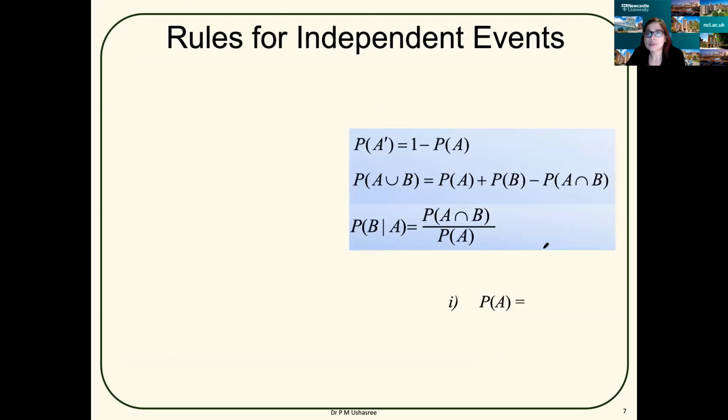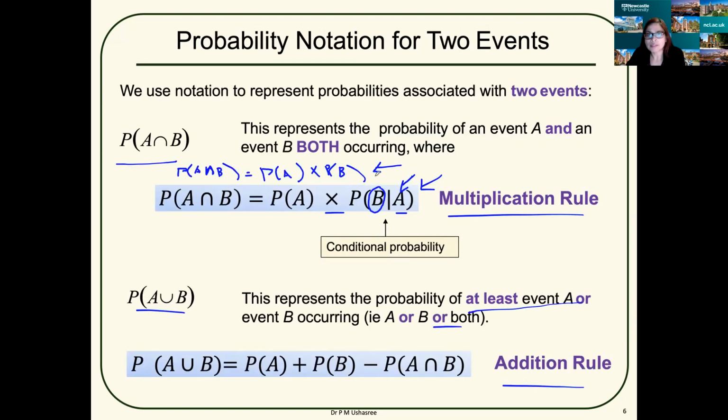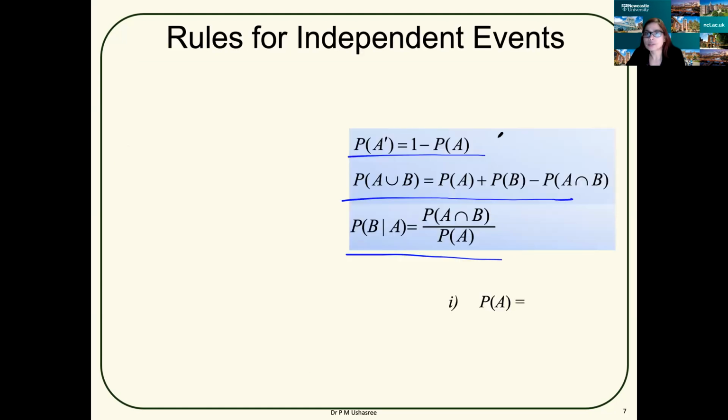I'm going to write these three rules in different ways. I'm just writing the complementary rule here and the addition rule here. For the multiplication rule, I have just kept this on the left-hand side and moved everything else down. So that is your multiplication rule. So complementary rule, addition rule, and this is your multiplication rule. So you got the three rules there.